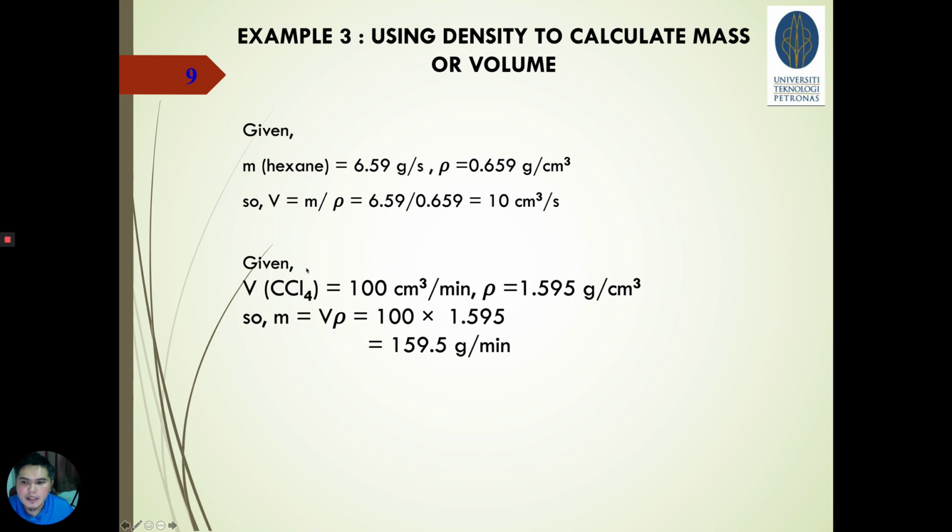Okay. Another example: you are given a chemical component CCl4, and the volumetric flow rate is 100 centimeter cube per minute, and the density is given as 1.595 gram per centimeter cube. So here you can calculate the mass flow rate, which is 100 multiplied by 1.595, and you will get 159.5 gram per minute.